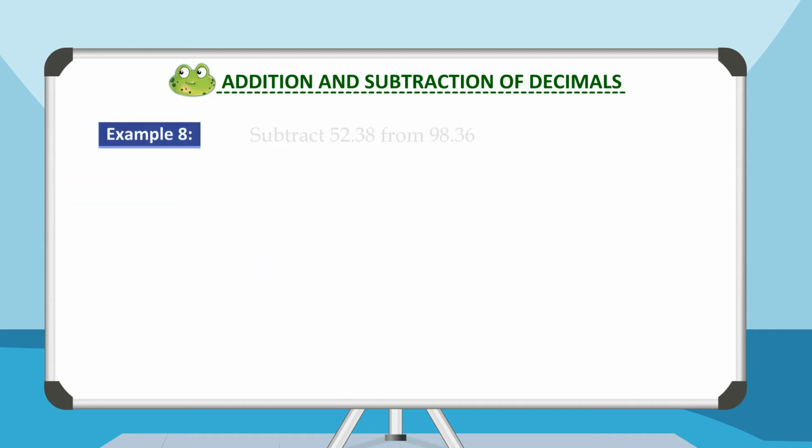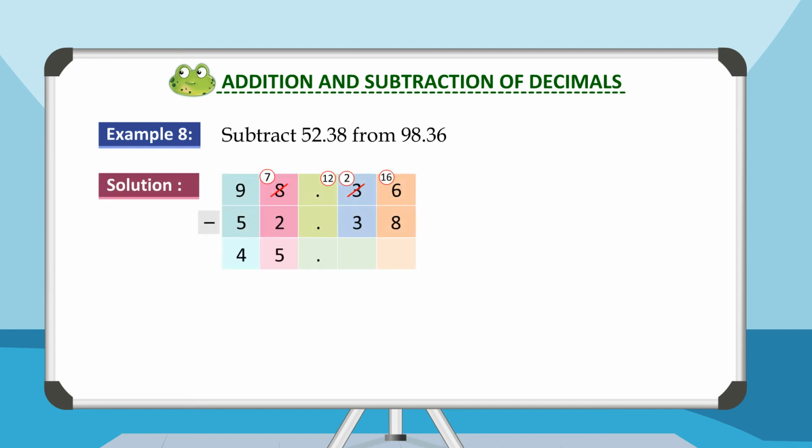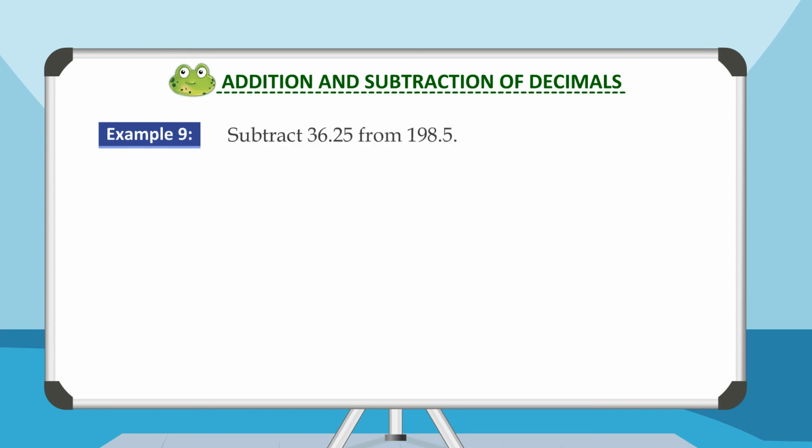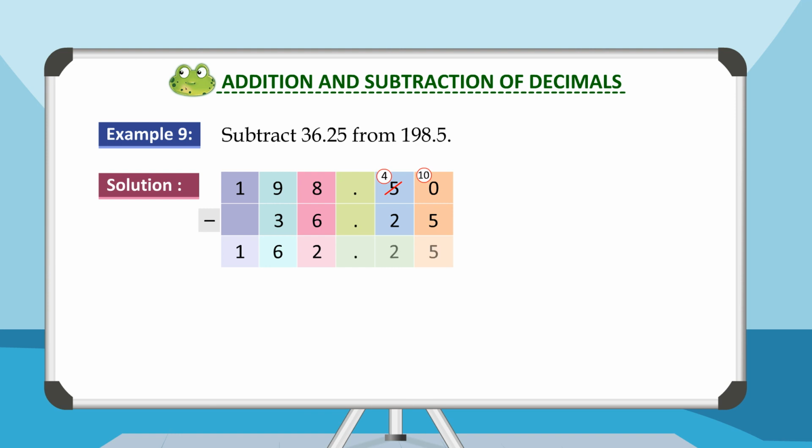Rupees 45.09. Example 8. Subtract 52.38 from 98.36. Solution. 45.98. Example 9. Subtract 36.25 from 198.5. Solution. 162.25.